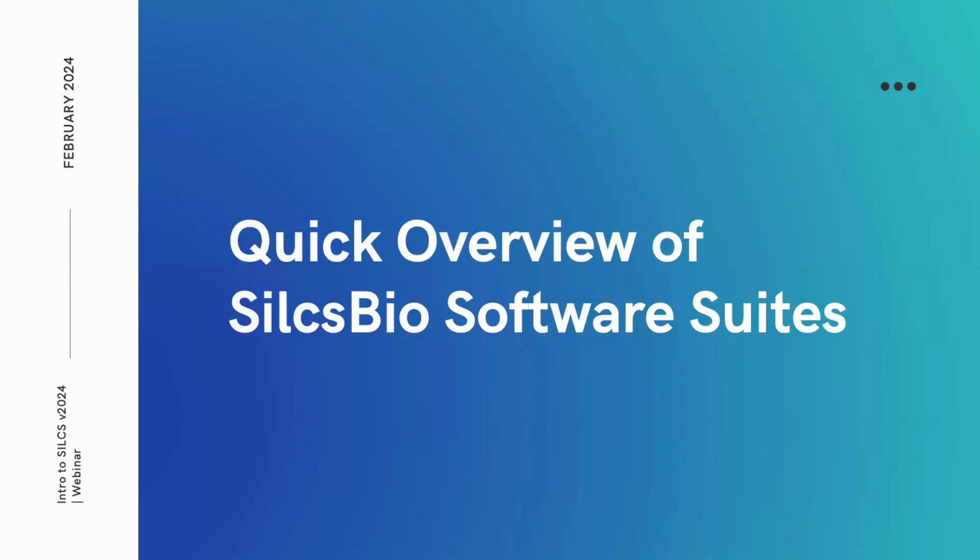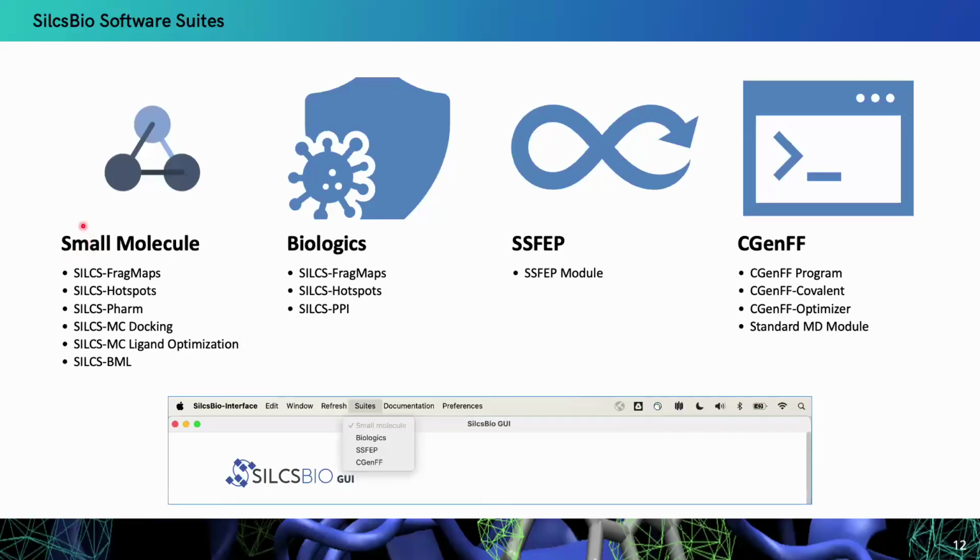Now that we have a basic understanding of SILCS technology, let's take a quick look at the architecture of the SILCS Bio software suites that meet your needs. SILCS Bio offers 4 different suites. The small molecule suite applies the novel SILCS methodology to cover the conventional drug discovery process and includes SILCS frag maps, SILCS hotspots, SILCS farm, SILCS MC docking plus ligand optimization, and the SILCS BML programs.